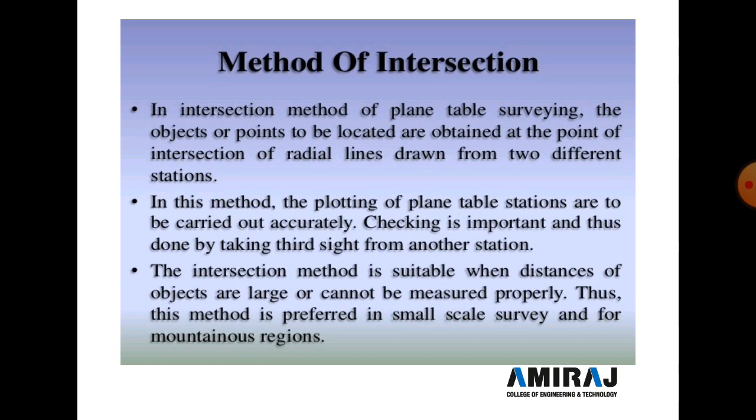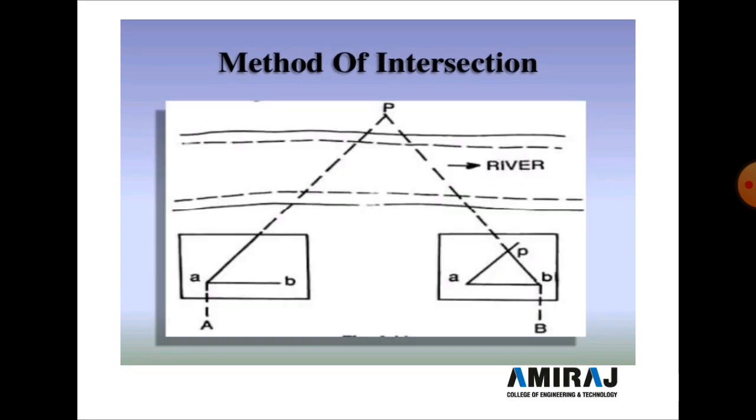Now the next method is the method of intersection. In this method we discuss from the figure. This type of method is generally used when there is an obstruction like a river. So this is the river, and point P is on one side of the river, and the two points A and B are on the other side.